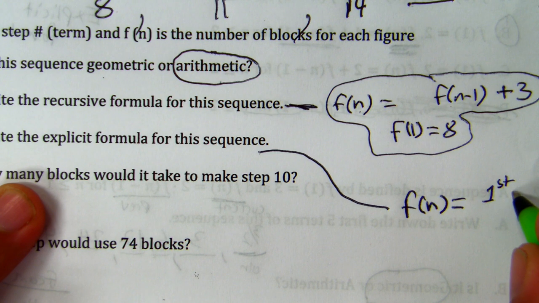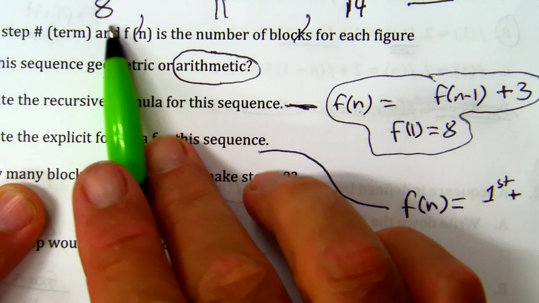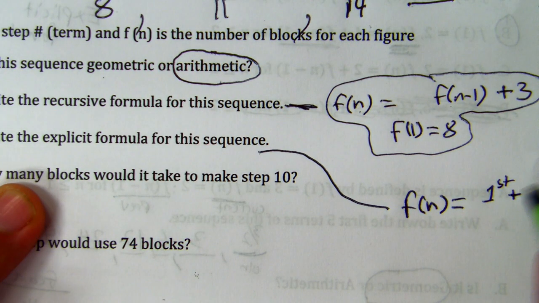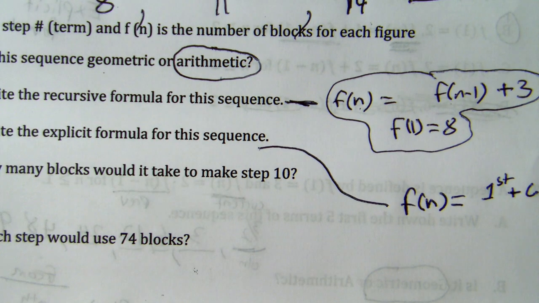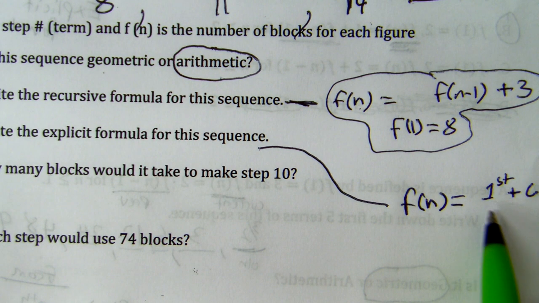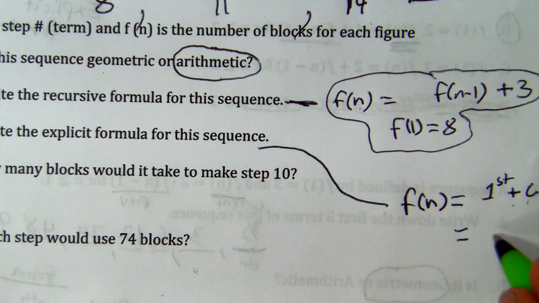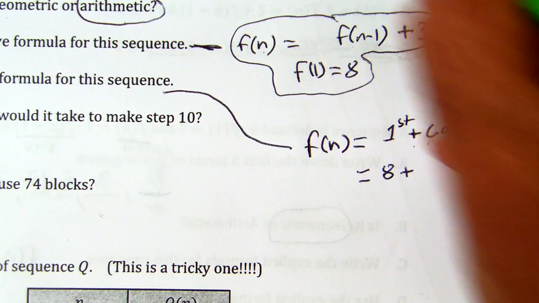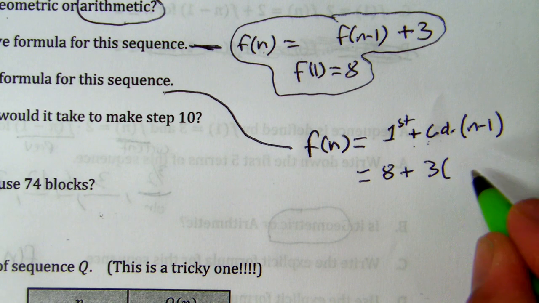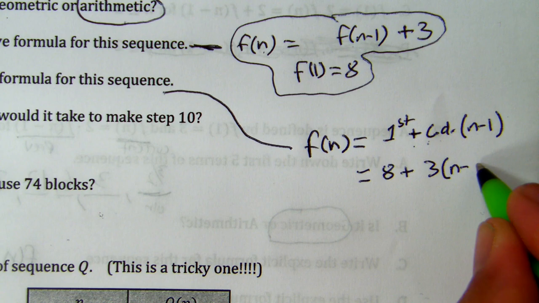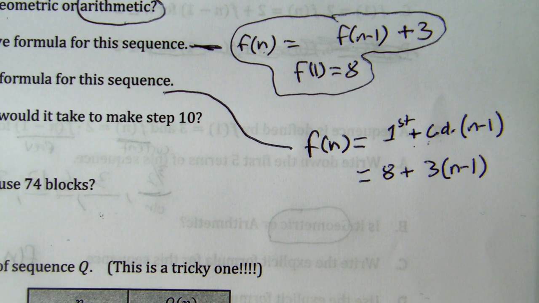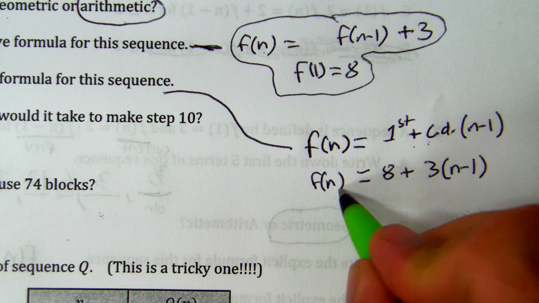Start with the first term plus, now what was the common difference here? Well, it was 3. So I have the first term, then the common difference, that's what the CD is going to stand for, times n minus 1. First term plus the common difference times n minus 1. So for our problem, the first term was 8 plus the common difference, we were adding 3 every time, times n minus 1. Remember, n stands for the term. There. That would be the explicit formula.